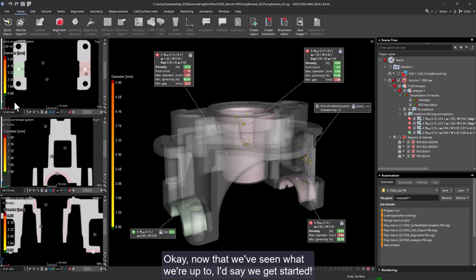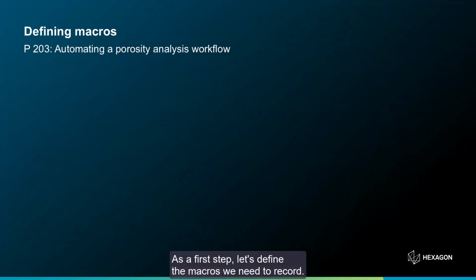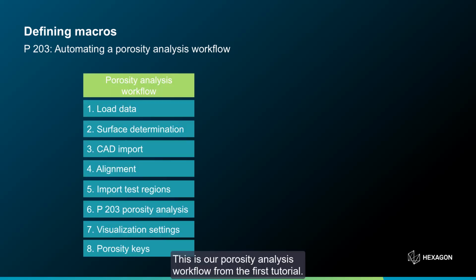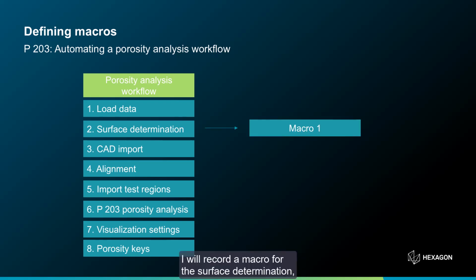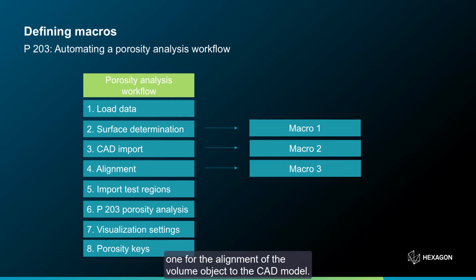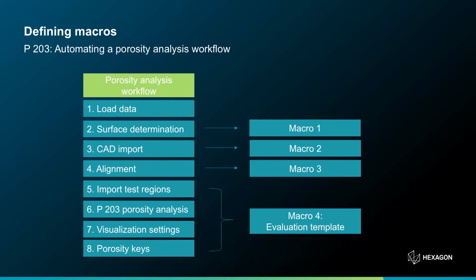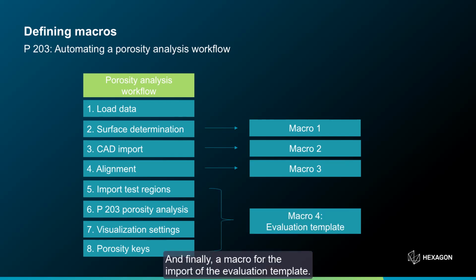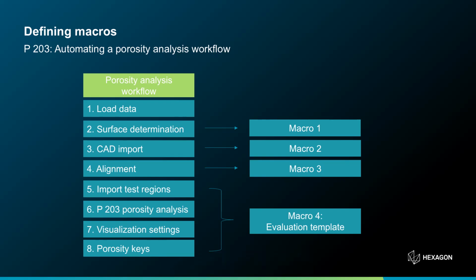Okay, now that we've seen what we're up to, I'd say we get started. As a first step, let's define the macros we need to record. This is our porosity analysis workflow from the first tutorial. I will record a macro for the surface determination, one for the CAD import, one for the alignment of the volume object to the CAD model, and finally, a macro for the import of the evaluation template.